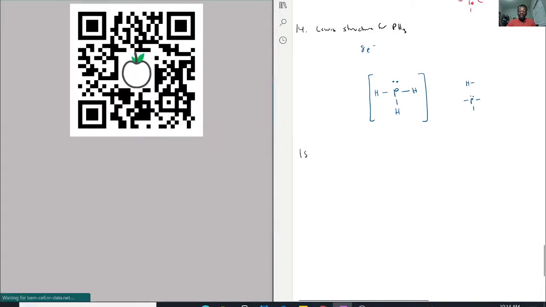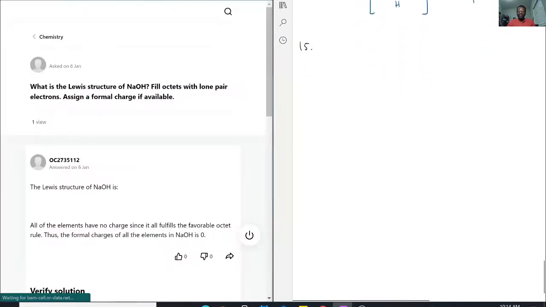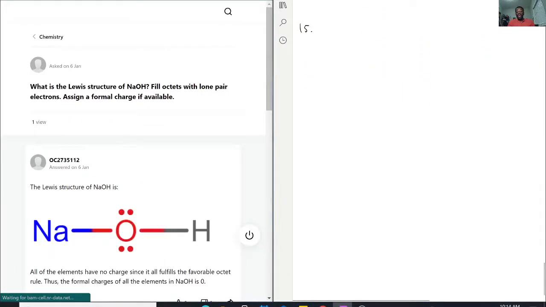So now for question number 15. What is the Lewis structure of NaOH? We want to fill the octets with lone pair electrons and assign a formal charge if available. Well, as you can see, the Lewis structure is right in our faces. It says it's Na single bond with O, single bond with H. But now let's see, how did they get that?